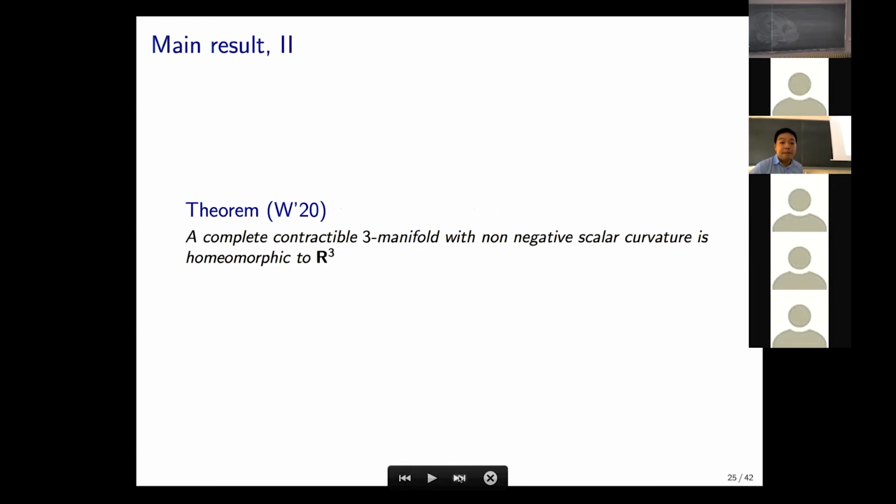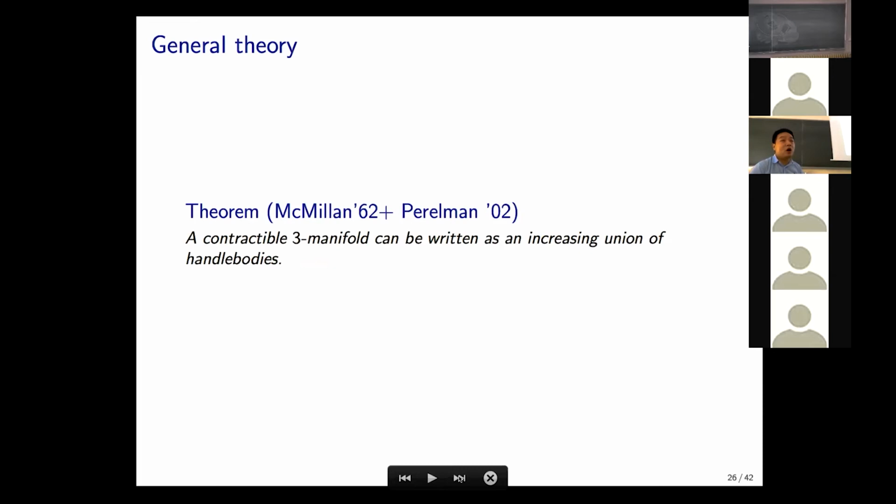Okay, I would like to recall some classical results about the topological structure of contractible three-manifolds. McMillan and Poincaré show that a contractible three-manifold can be written as an increasing union of handlebodies. For example, R^3 is an increasing union of three balls. A three ball is a genus zero handlebody. The Whitehead manifold is an increasing union of solid tori. A solid torus is a genus one handlebody.